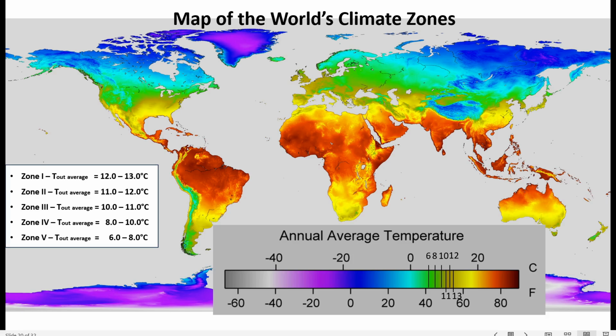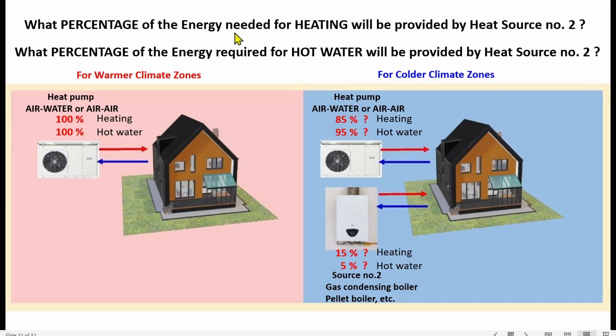Depending on this, you will read the weight coefficients of the heat pump and the secondary source specific for that climatic zone. What percent of the energy needed for heating will be provided by heat source number 2? What percentage of the energy required for hot water will be provided by heat source number 2? For warmer climate zones, the energy will be approximately 100% assured by a heat pump, but there will be a small percent when we will use the electric heater inside the heat pump. That means we don't need to invest in a gas condensing boiler or pellet boiler or a second heat source.